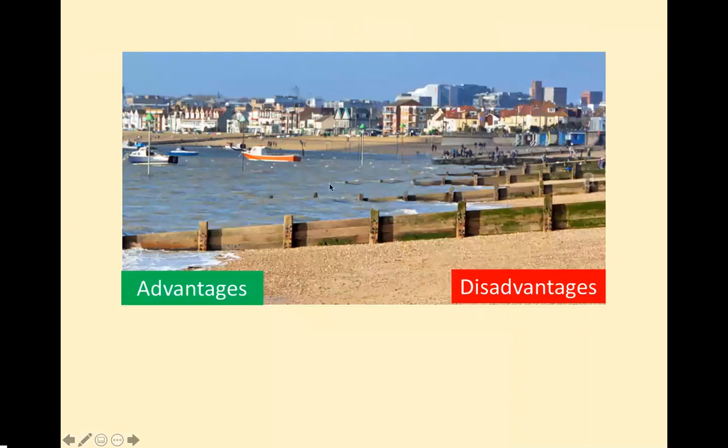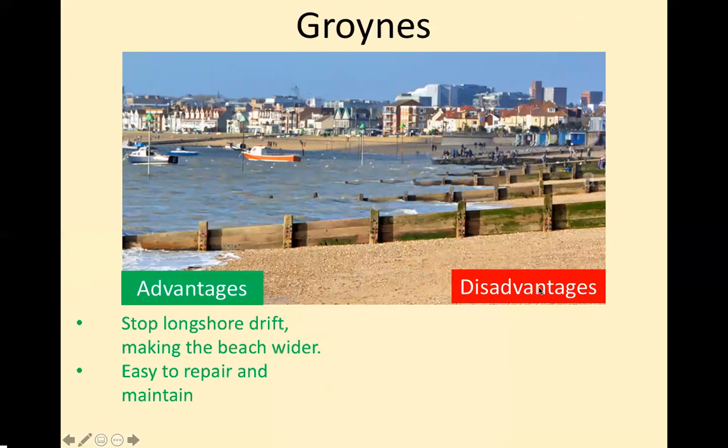Okay, what type of coastal management can you see in this photo? Think about it. Is it hard engineering or soft engineering? Think about the name. Okay, the answer is groins, and this is a type of hard engineering. Even though it's wooden, you can often get rock groins as well that are a bit more hard wearing, but it's hard engineering. The advantages are that it stops longshore drift, and that makes the beach wider because it traps more sediment on the beach.